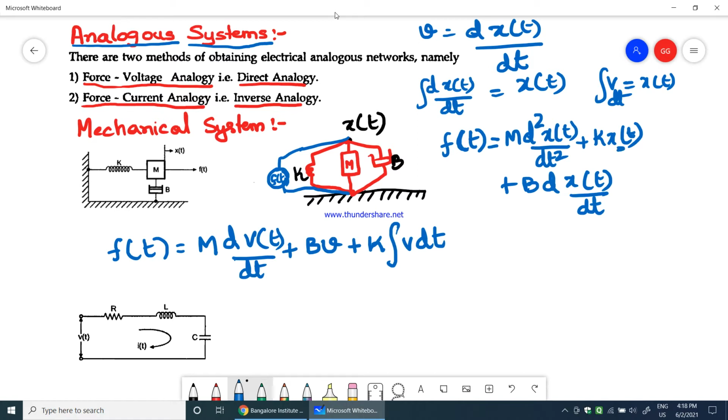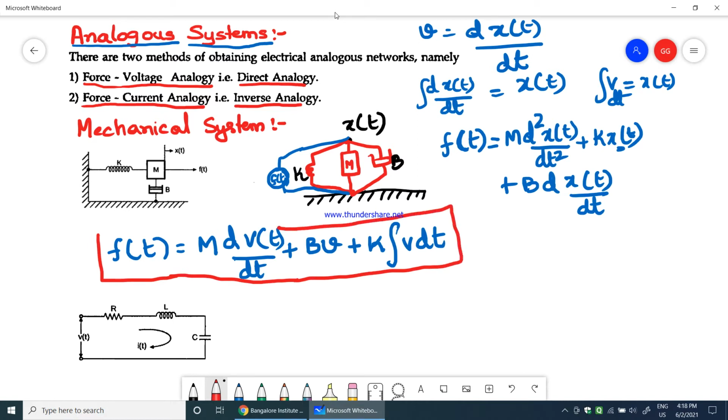So this is the equation which we use to compare, to write the analogous network. Let me take this as the first equation.